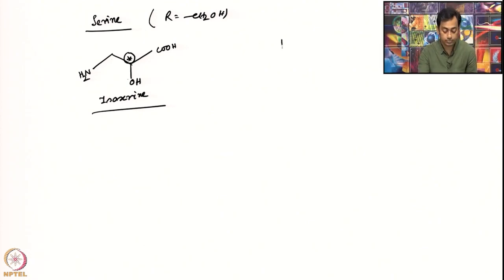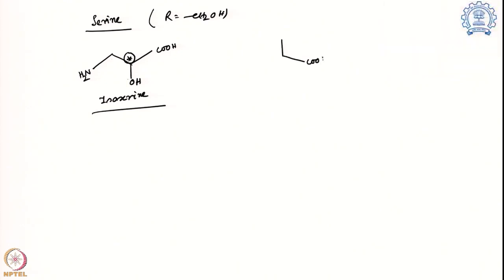Then comes the next one, which contains the amino acid backbone we know, but instead of CH2OH, this molecule has CH2CH2OH. So there are two CH2 groups over there, and this is the alpha carbon. So let me draw that properly. This is the alpha carbon. And over there you can see one extra CH2 comes into the picture compared to serine. So the name of this is homoserine.